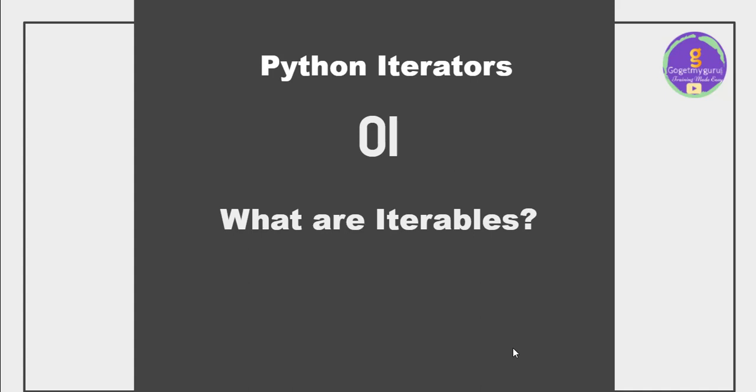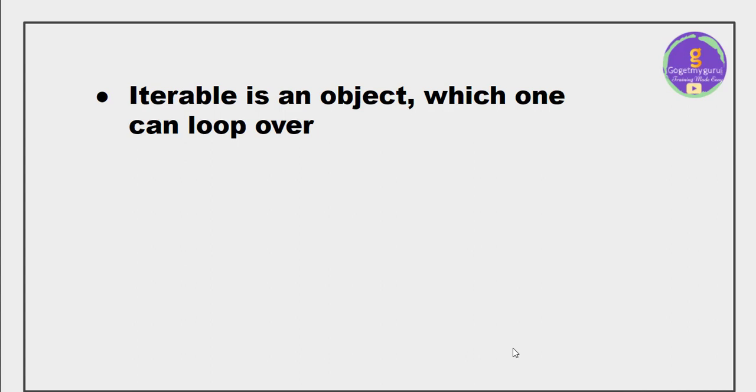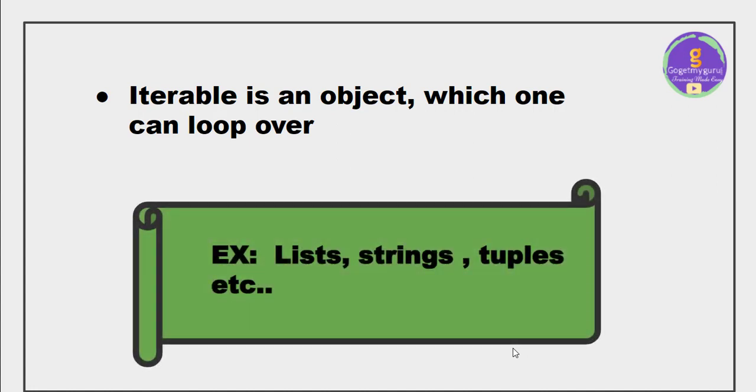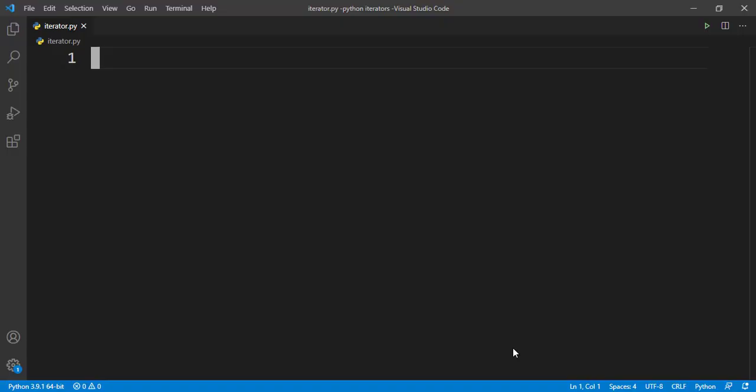What are iterables? We have seen in our previous videos while discussing list, string or tuple, what are they exactly? Yes, they are iterable. So an iterable is an object which one can loop over. So any object which we can loop over is called iterable. For example, lists, strings, tuples, dictionaries, files, all of these come under iterable. I hope you are clear with the meaning of iterable. So let's take an example and understand.